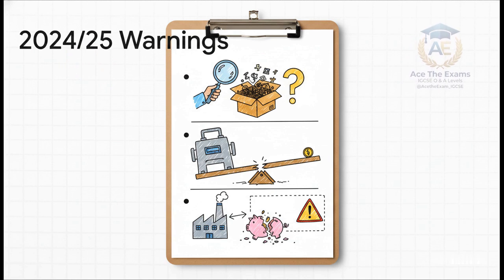Second, confusing revenue versus capital items. Treating a capital expenditure, like buying a brand new machine, as a revenue expense absolutely destroys your profit calculation. And third, missing state symbols, like failing to denote whether something is raw material or work in progress in your manufacturing accounts. Ignoring these symbols is one of the fastest ways to lose straightforward marks on exam day. Lock these easy fixes in right now.